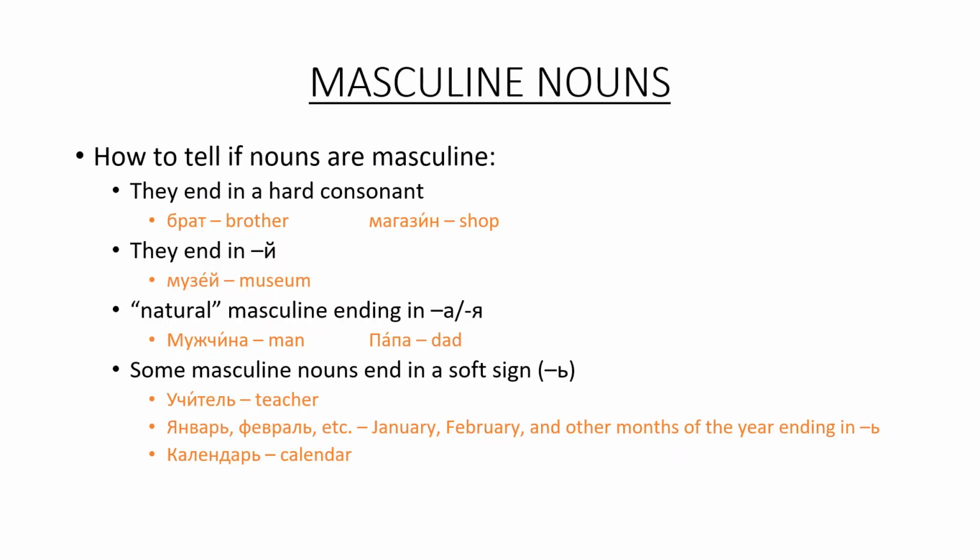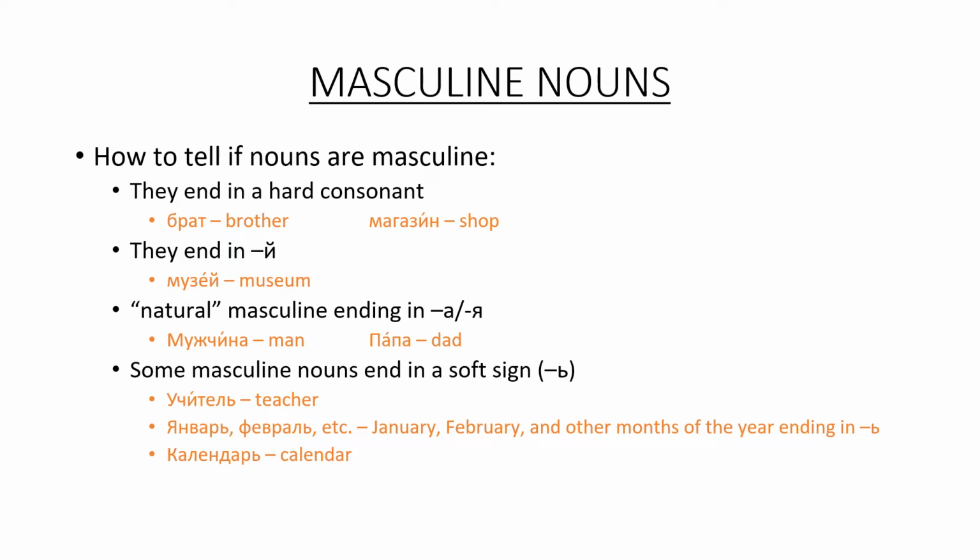How can you tell if a noun in Russian is masculine? Most masculine nouns end in a hard consonant, such as брат, meaning brother, and магазин, meaning shop. A lot of nouns ending in й (i kratkaya) are also masculine. For example, музей, meaning museum.